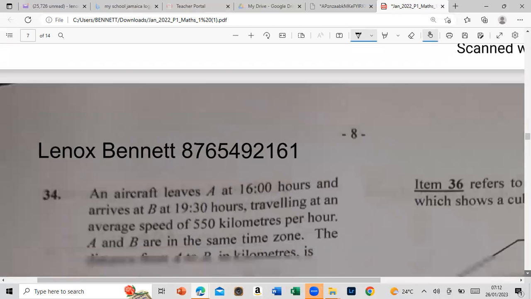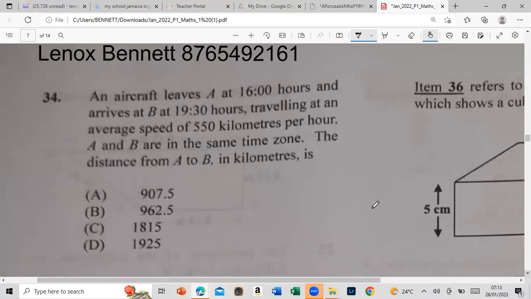Alright. This one looks like some aircraft business. So it says an aircraft leaves A at 1600 hours and arrives at B at 1930 hours, traveling at an average speed of 550 kilometers per hour. A and B are in the same time zone. Distance from A to B in kilometers is, alright, so they want the distance. So we need to find out the time. Even though they gave us this, it is not the actual time that it takes. So from 16:00 to 19:30, right?